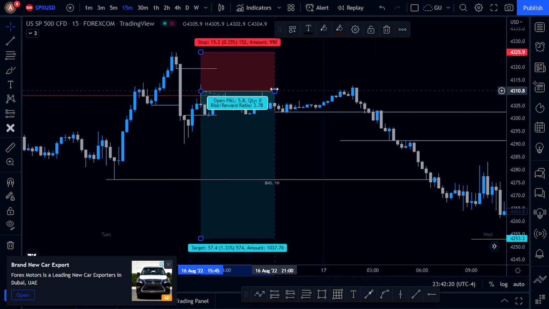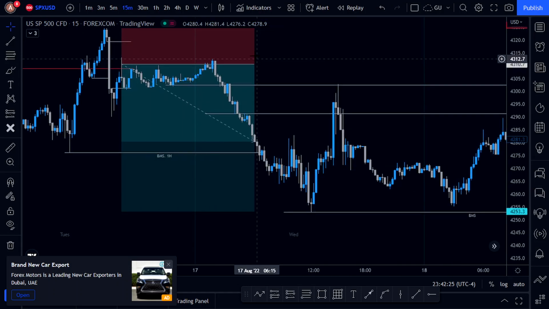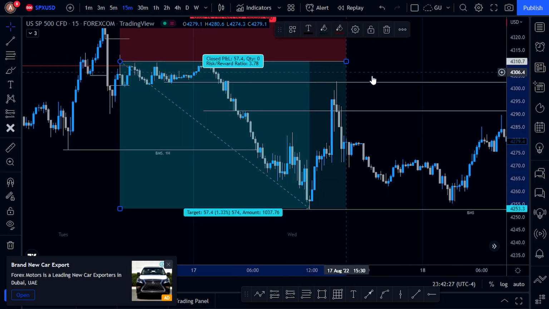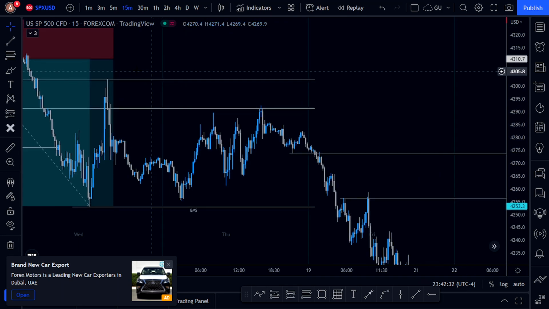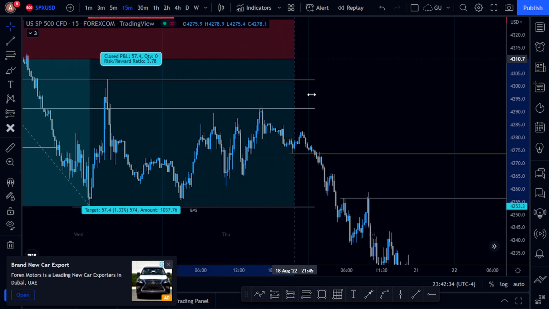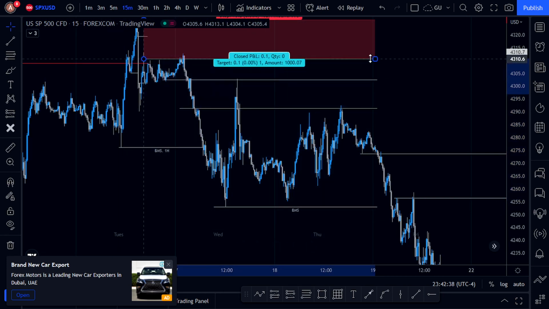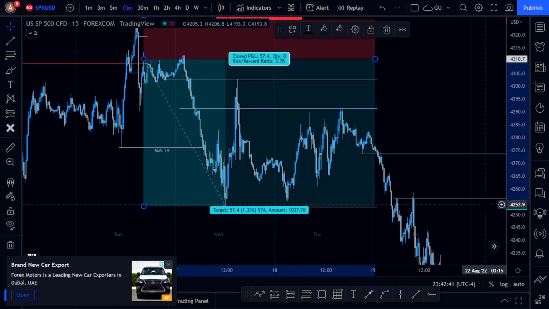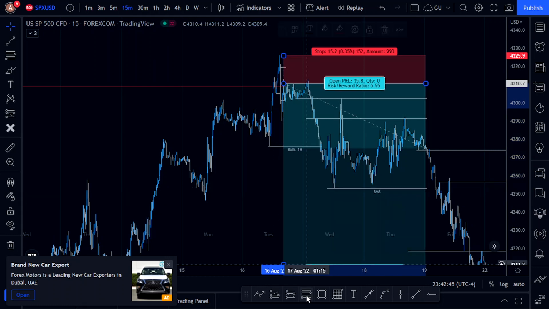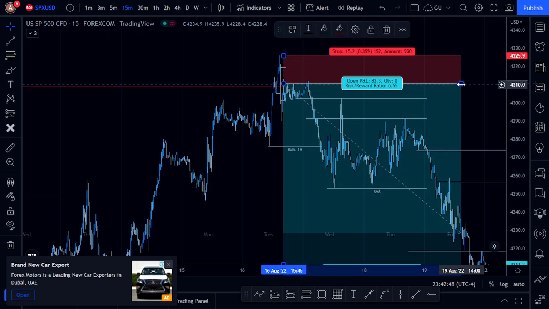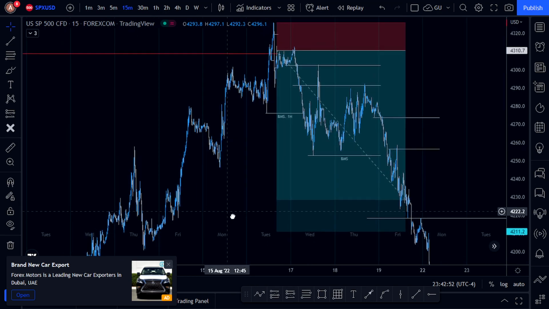See the crazy risk to reward you would have had, just trading off liquidity runs. Crazy risk to reward. Just trading based on liquidity runs. You could have held this trade all the way through.